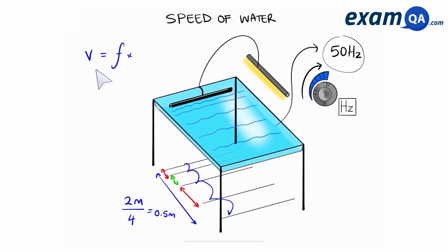Finally, to calculate speed, we're going to do frequency times wavelength. Now, we know the frequency of the waves was 50 Hz, and we worked out the wavelength was 0.5 meters. So we're going to use our formula and work out the speed. And that gives us a final answer of 25 meters per second.